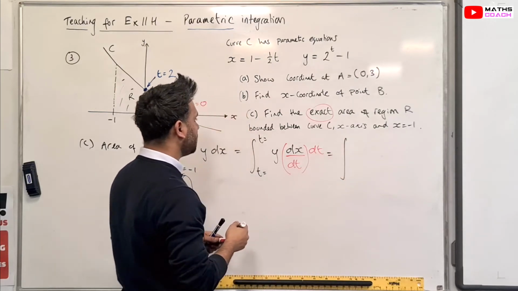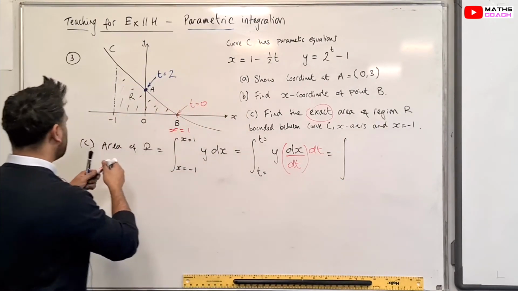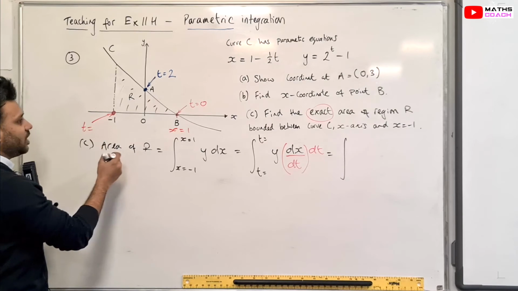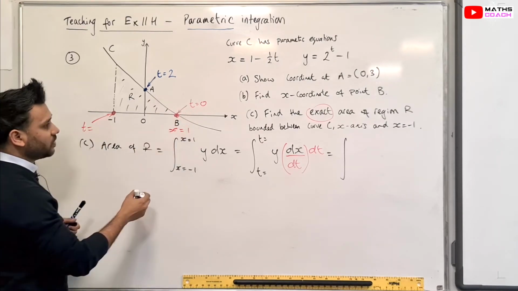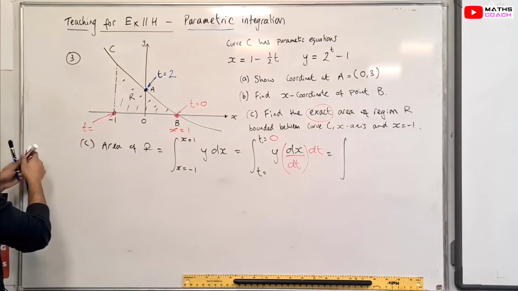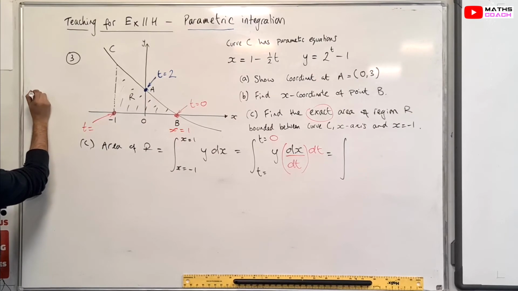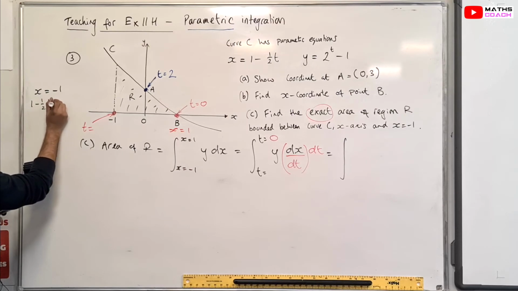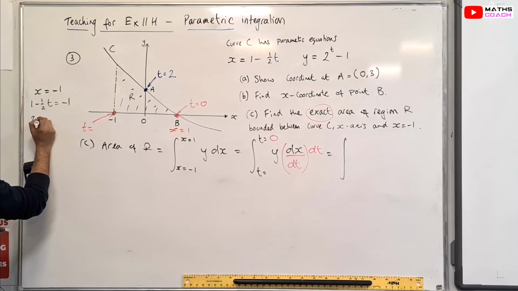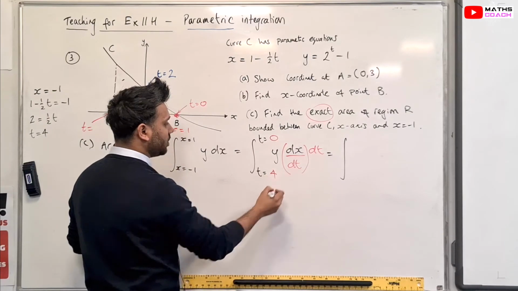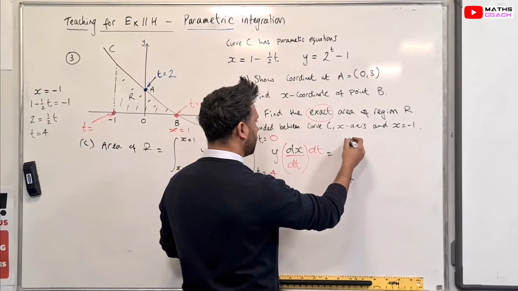If we work out the t values now, we need to work out what the t value is here. We already worked out the t value here is 0, so for the top limit we can substitute in 0. For the bottom, when x equals -1, 1 minus a half t equals -1, so we'll have 2 equals a half t, in other words t is equal to 4. So our t value here is 4. We're now going from 4 to 0.